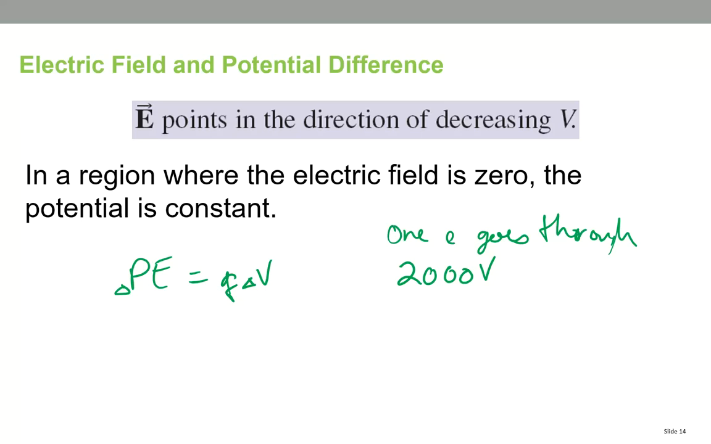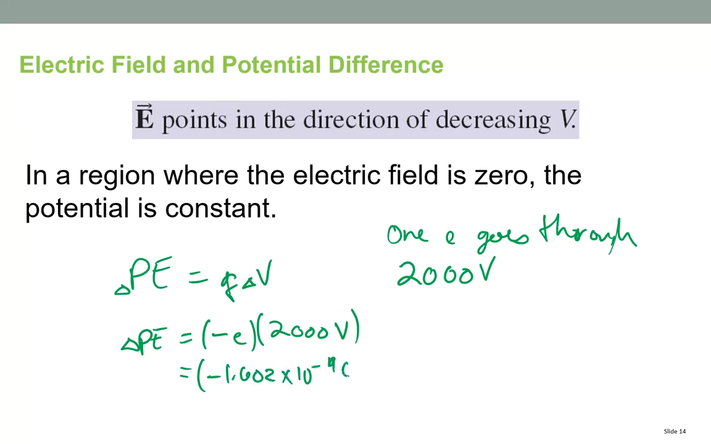So I would calculate this as minus e times 2,000 volts. And what you would normally put is minus 1.602 times 10 to the minus 19 coulombs multiplied by 2,000. A volt is a joule per coulomb. And you'd get 3.204 times 10 to the minus 16 joules.